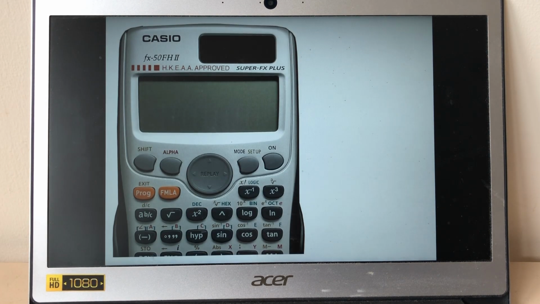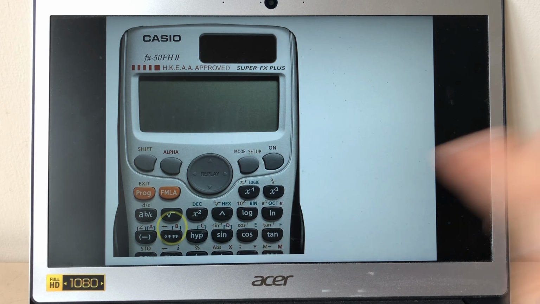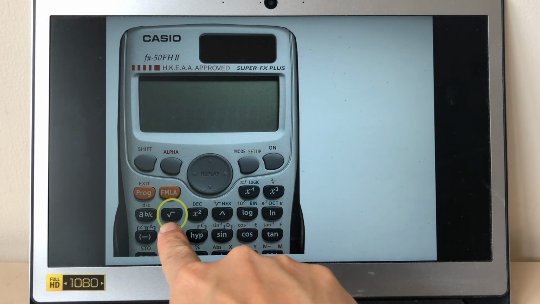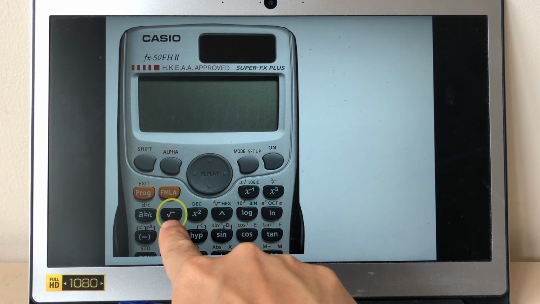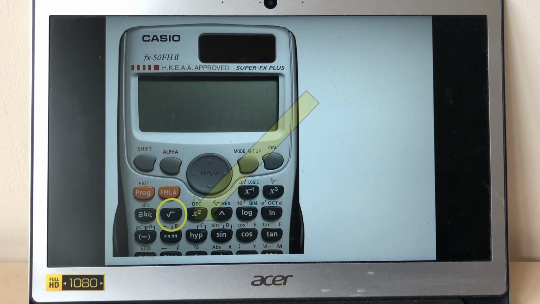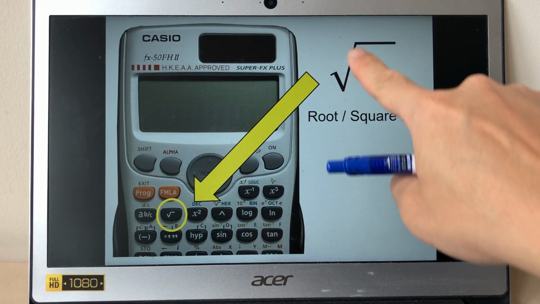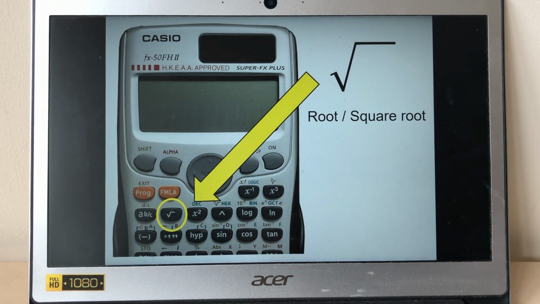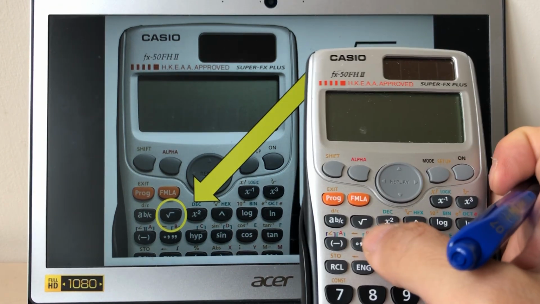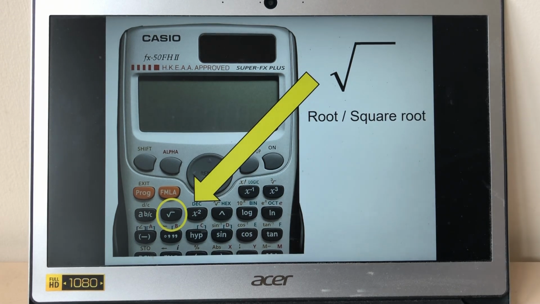First of all, I would like to introduce you a very popular math operation or symbol, which is this one. Do you know how to call this symbol? We may call this a root or a square root. So usually we call this a square root. So on your calculator you may find this button. This one is the square root.